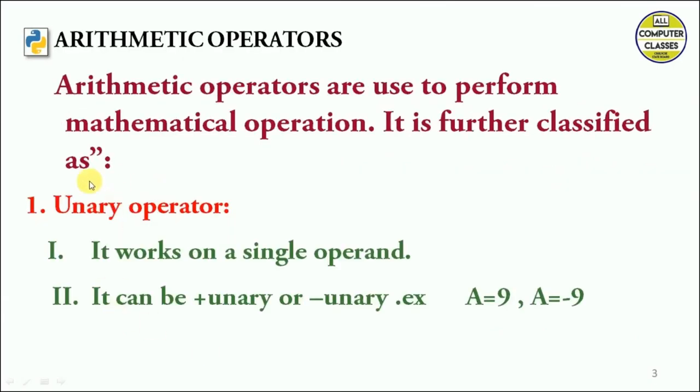Now next is arithmetic operators. Arithmetic operators perform mathematical operations, and they are further divided into two categories: first is the unary operator and second is the binary operator. The unary operator works on a single operand. For example, a is equal to minus 9. Here we have a negative value given to the variable a, so we have a single operand. It can be a positive unary or a negative unary operator.